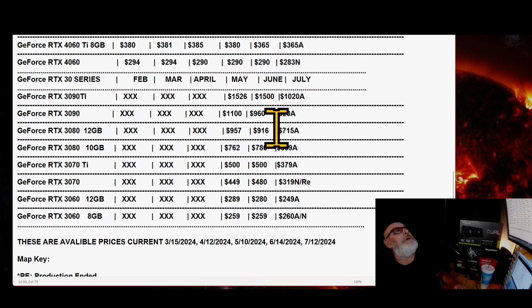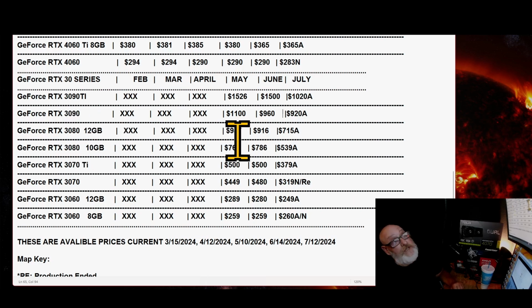You guys are going to lose your mind over this. I found it for $1,020 on Amazon. Like I said, I knew you were going to lose your mind. You guys are going to go crazy, and you're going to be like, no. Yep, it sure is. That's the 3090 Ti.